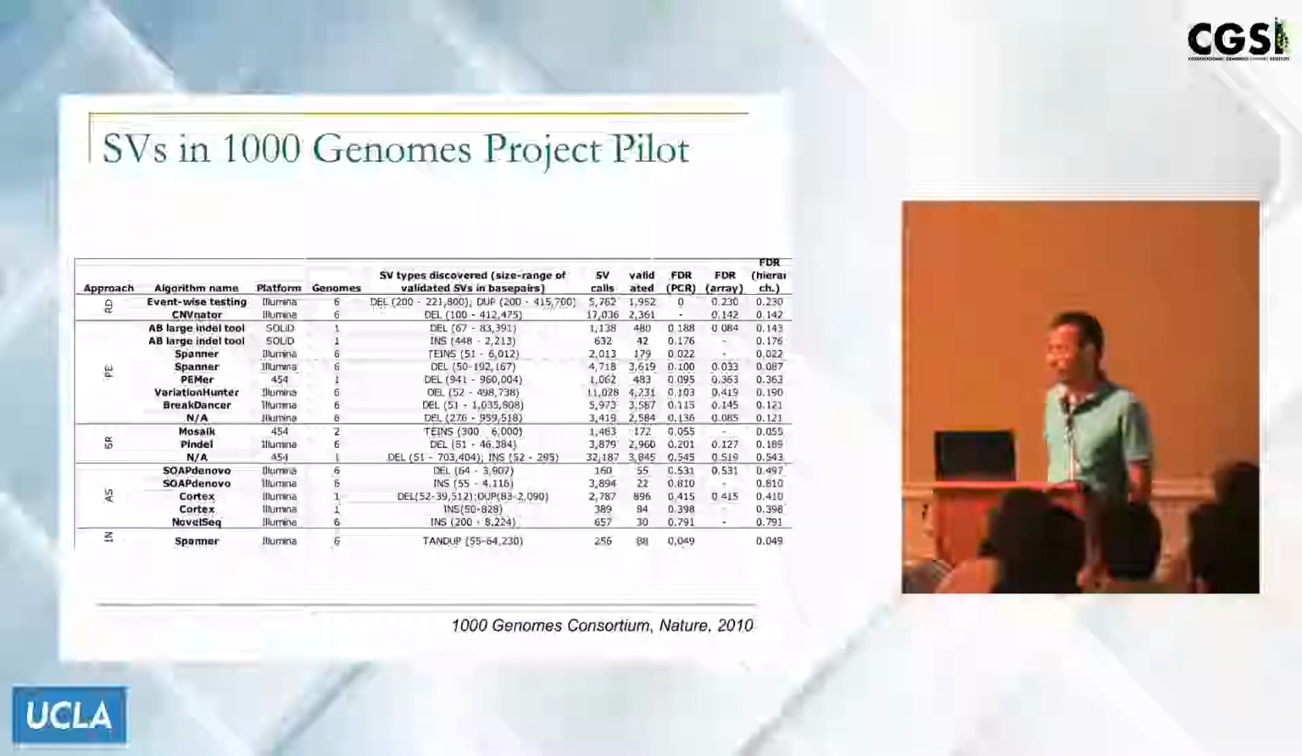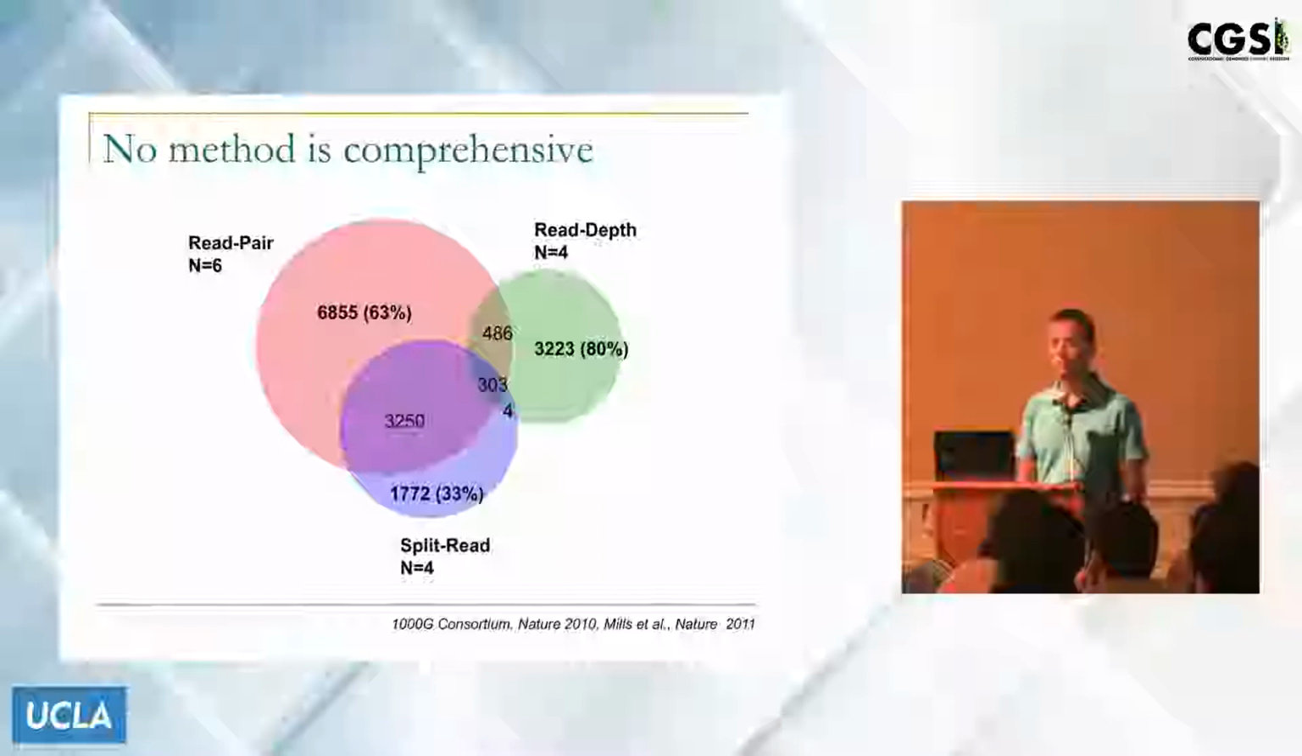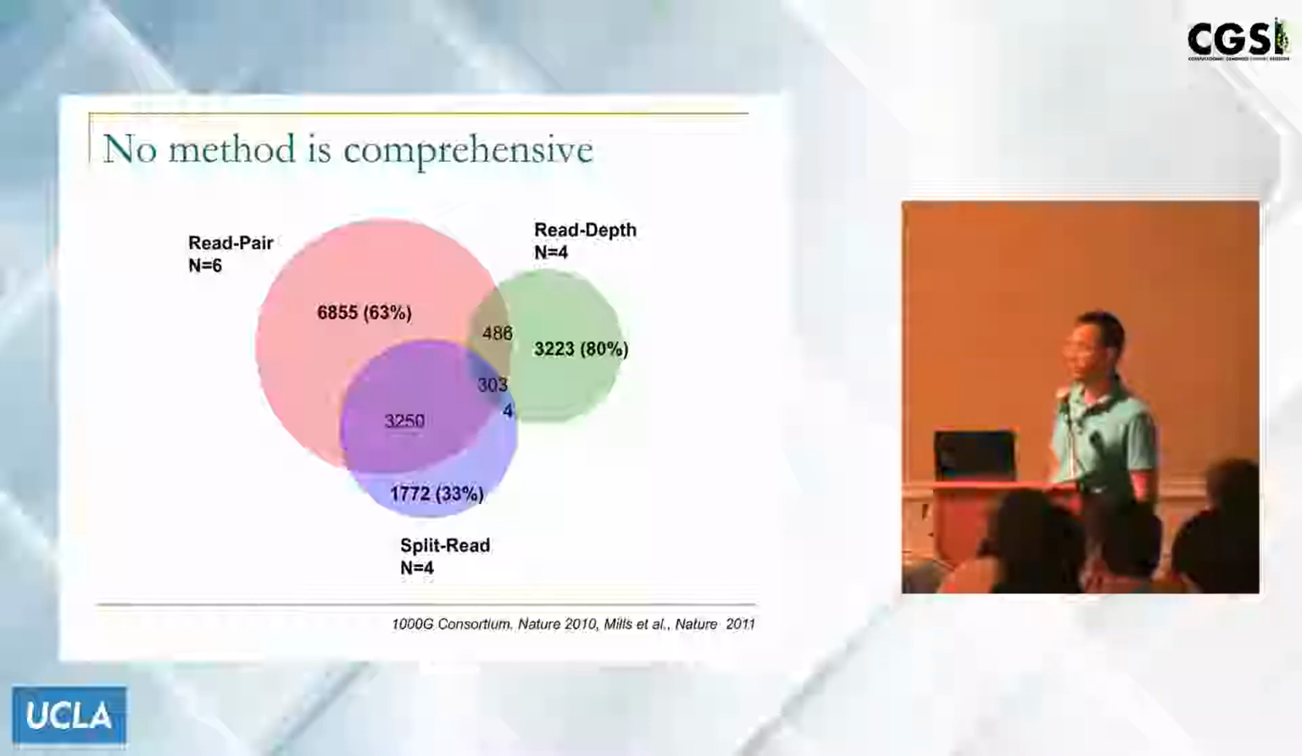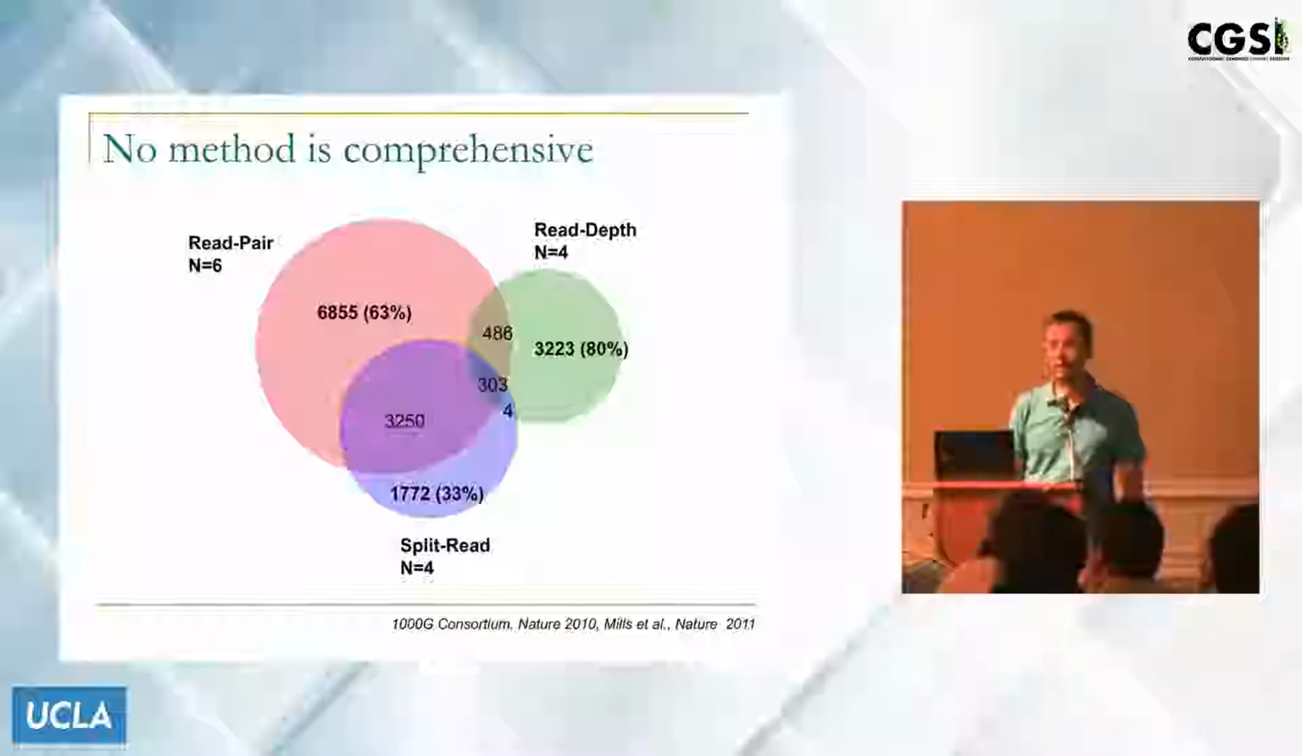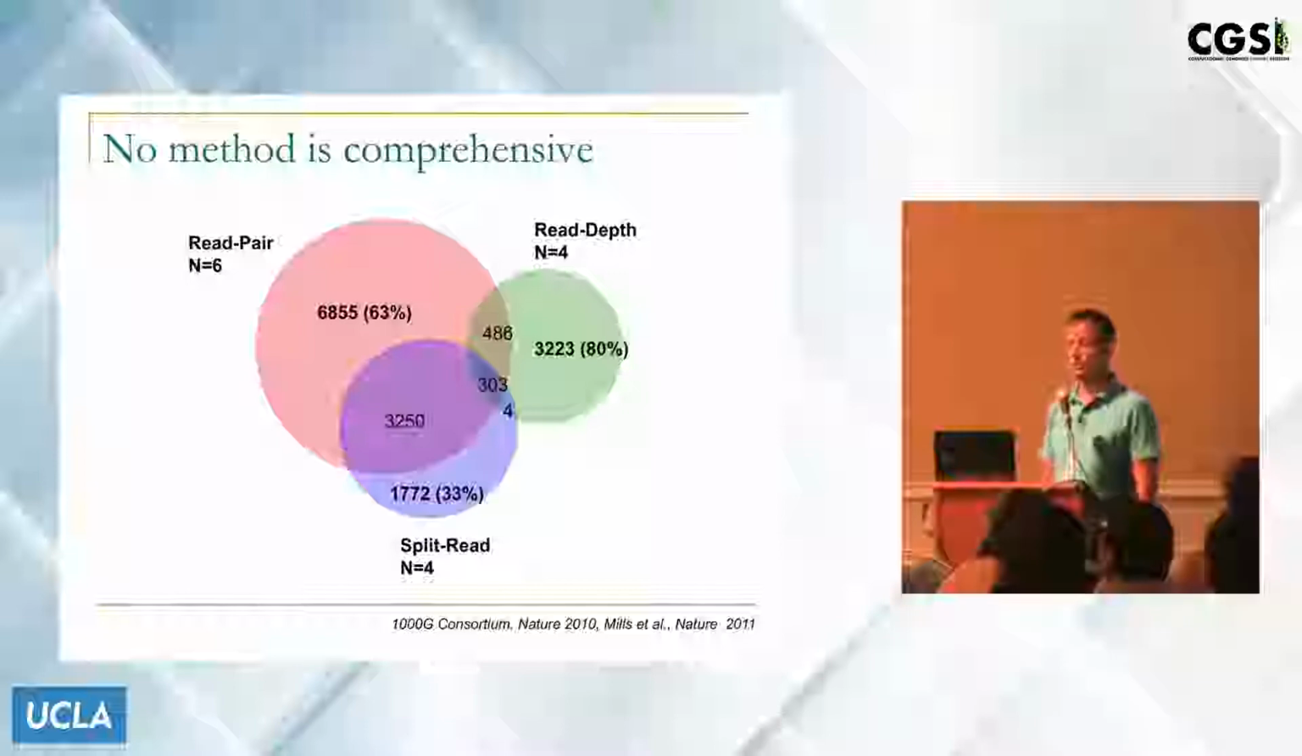When you look at their detection power and take only 14 of them, not 19, since 5 were assembly based, which excludes them, 6 algorithms were based on read pair, 4 on read depth, and 4 on split read. Then you look at the deletion calls only, those that are actually validated, so these are real, no false positives. You compare them, and you don't see much overlap between the different sequencing signatures. With read pair you have about 7,000 extra, with read depth about 3,000 extra, and so on.